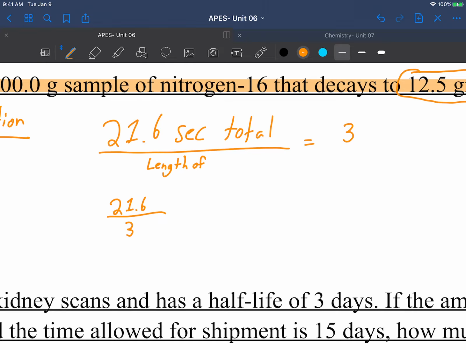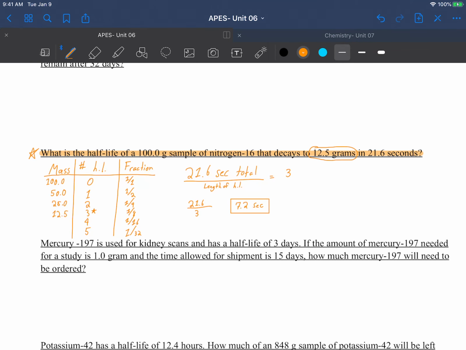Let's keep that our little secret. No one's going to watch this video anyway, so that's okay. So 21.6 divided by 3, 1 half-life is equal to 7.2 seconds. Don't forget the unit. 7.2 is a number, and the question is asking us how long, what is the half-life, so it needs to be a measure of time.